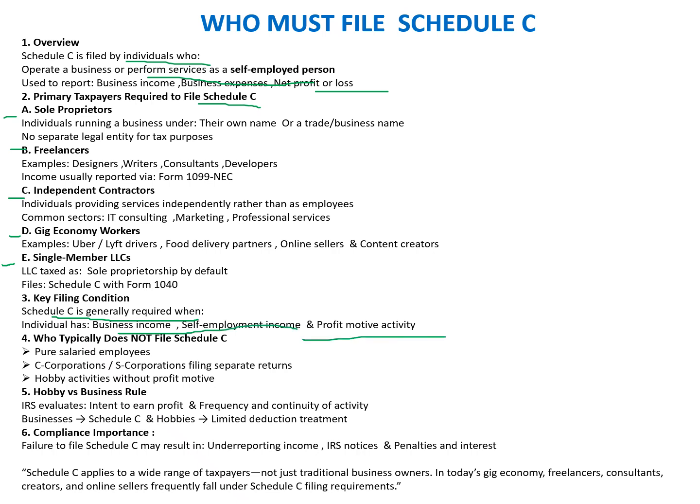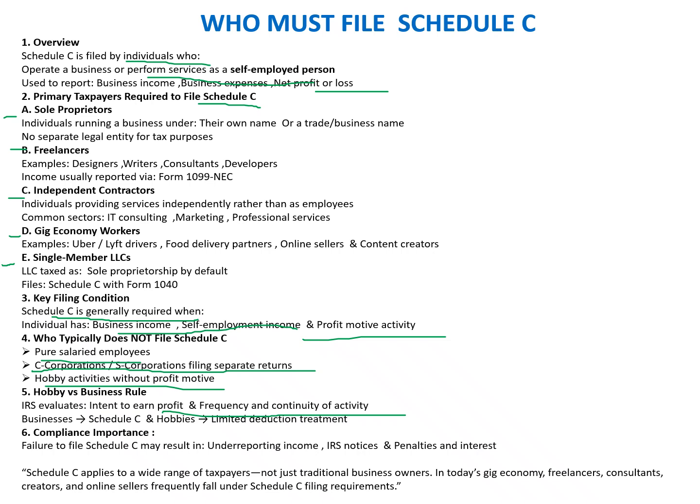Who is not required to file the Schedule C? A pure salaried employee does not require to file the Schedule C. Also C corporations and S corporations, because they have separate returns, and hobby activity without a profit motive. We'll quickly touch base on the hobby versus business rule. The IRS evaluates the intent to earn a profit. If the intent is not to earn a profit but simply to pursue a hobby, then there is limited deduction treatment.